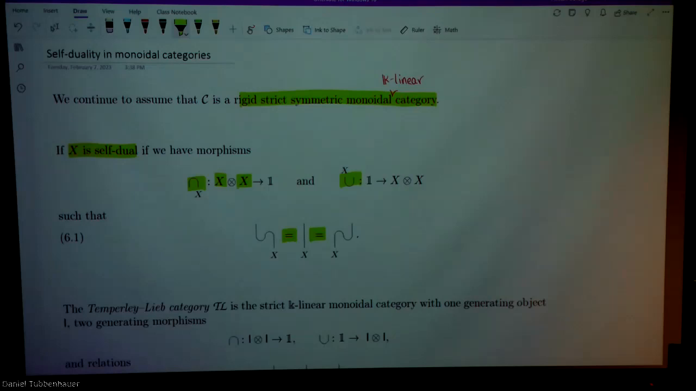What you should think of as a justification for this is the case where K is an algebraically closed field, and X is a simple object. Then Schur's lemma tells us that the endomorphism algebra will be the ground field. So this is also a very natural assumption, but you should just keep in mind that this X should be a simple object. Maybe we should close the door.